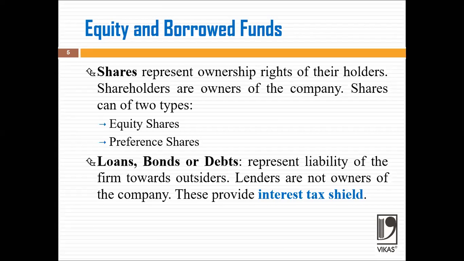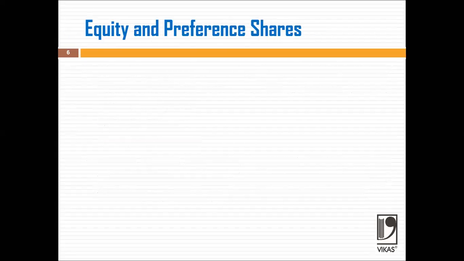So in equity and borrowed funds, there are two things: shares, that's the ownership, right? Shares represent ownership, and they have two types: equity shares and preference shares. And the loan or bond or debts represent liability. A company is obligated to pay, right, to the third parties, outsiders.